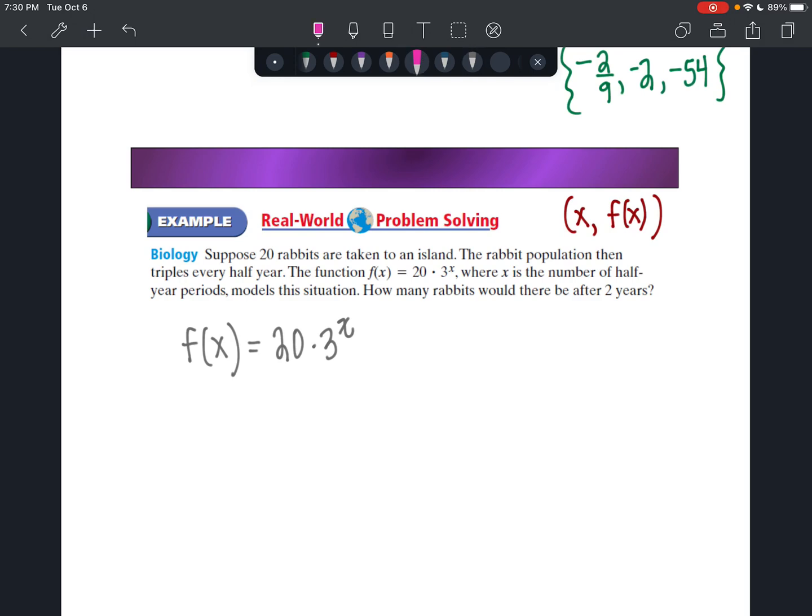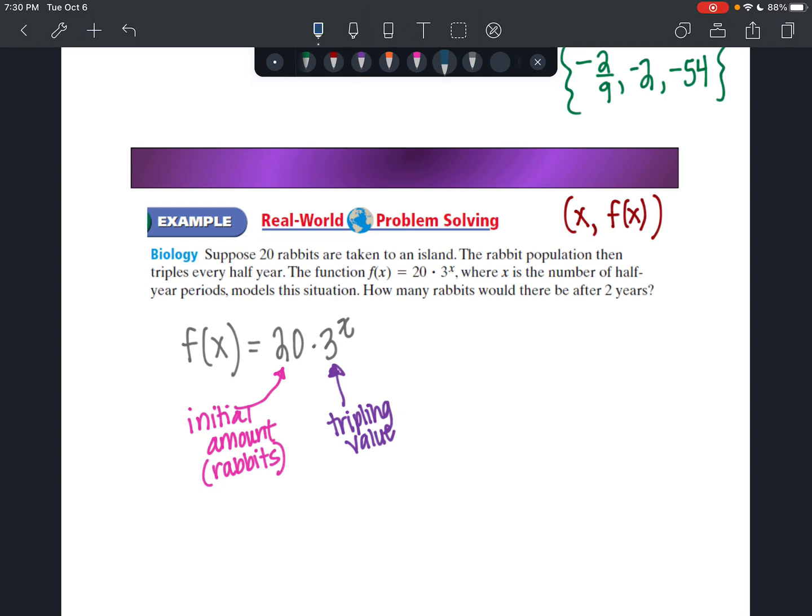So this 20 represents the initial amount. So that's very important to know. That's your initial amount of whatever you're talking about. In this case, it's the initial number of rabbits. 3 is going to be our common ratio. So that's our tripling value. That means that we're going to multiply that value by 3, multiply by 3, multiply by 3. That's what tripling means.